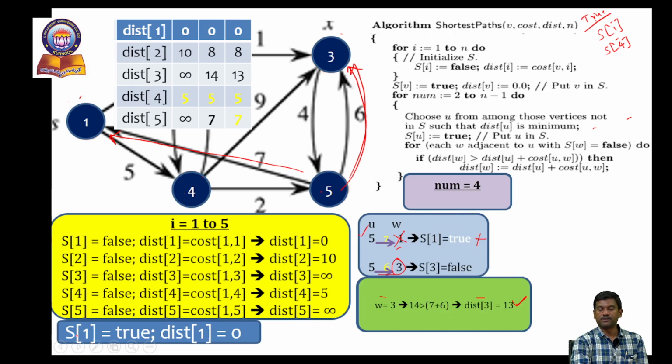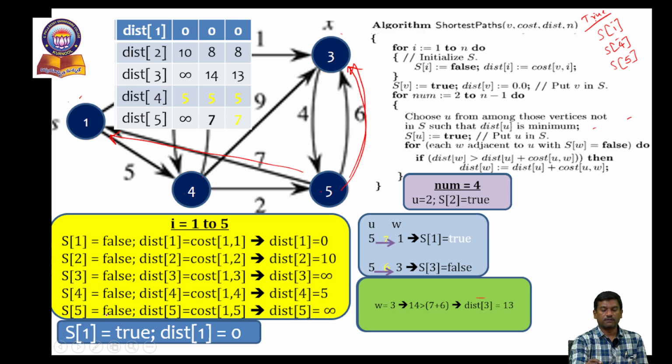That is num value is equal to 4. So far, what is the vertex that you have considered? That is S of 5 from the previous step. So you have made S of 5 equal to true from your previous step. And the value of num will be incremented by 1, that is num value is equal to 4. And during this iteration, you need to check the U value and similarly the W values and so on.